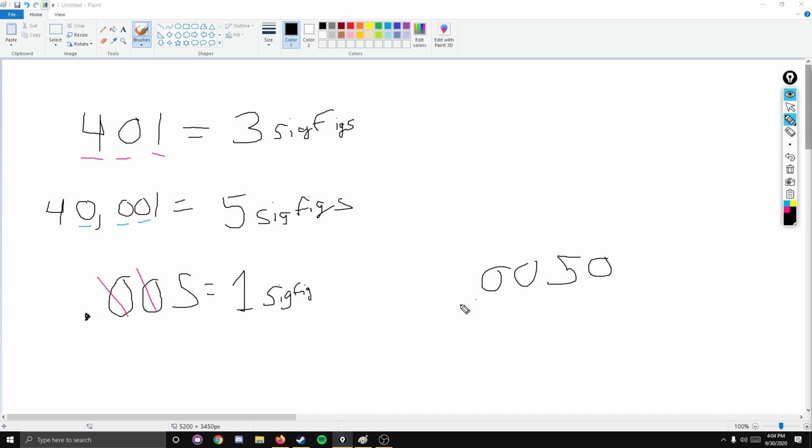While 0.0050 is a little different. Any number to the right of a significant figure in a decimal is considered significant. So this 0 and this 5 are both significant, but again, these zeros to the left of 5 are not significant, and therefore we have 2 sigfigs.